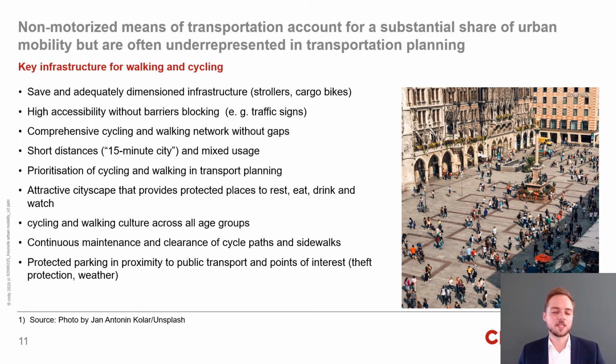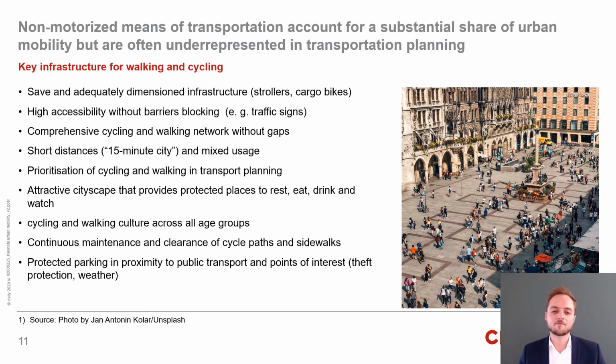And we need a comprehensive network. It's not just single roads starting and ending out of nowhere, but really a comprehensive network for cycling and walking. Of course, we can also benefit from city development that focuses on compactness and mixed usage, in a way that we try to realize a 15-minute city where most of the important areas can be reached with active forms of mobility.